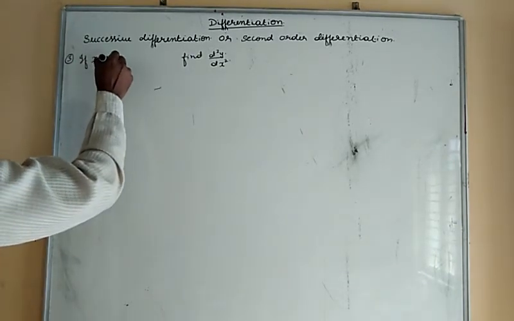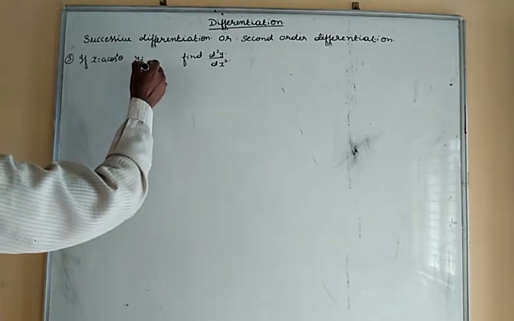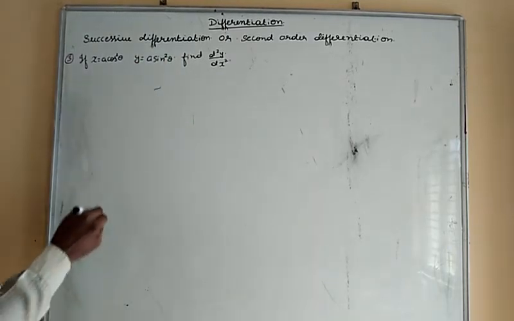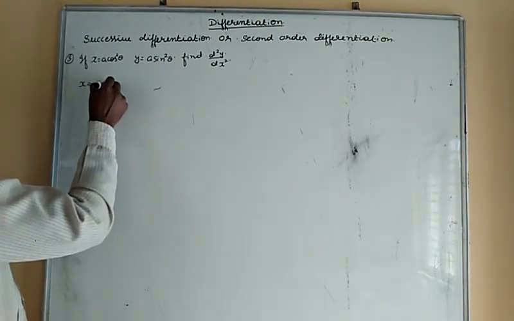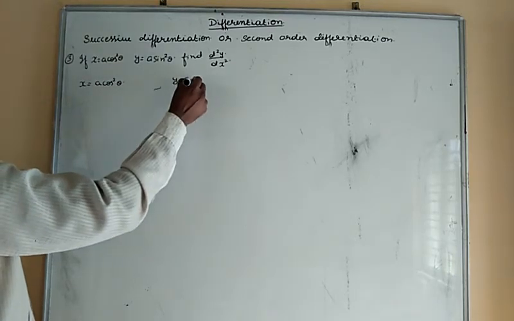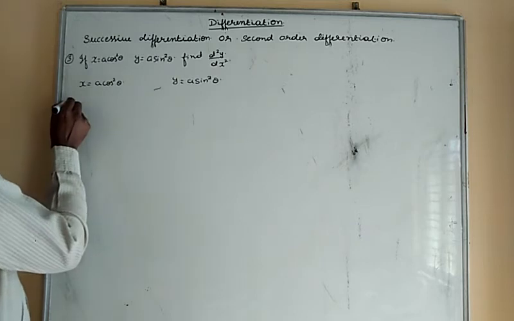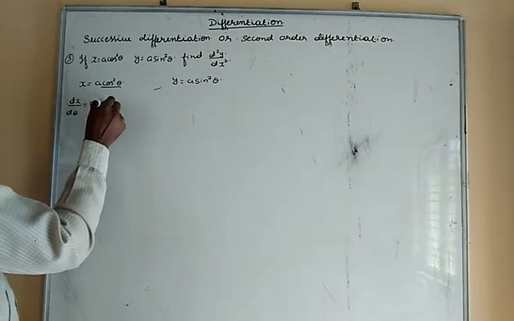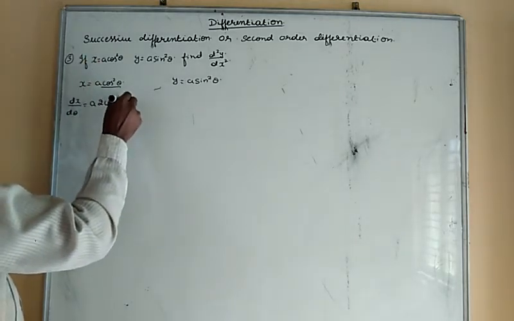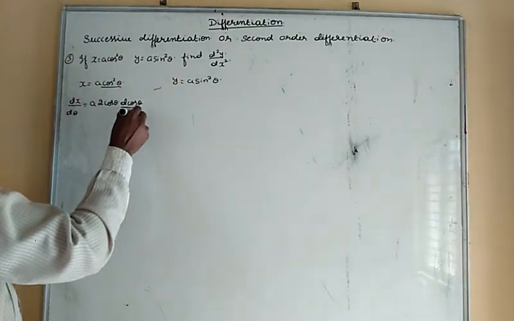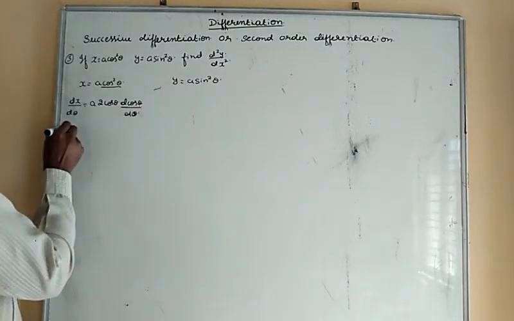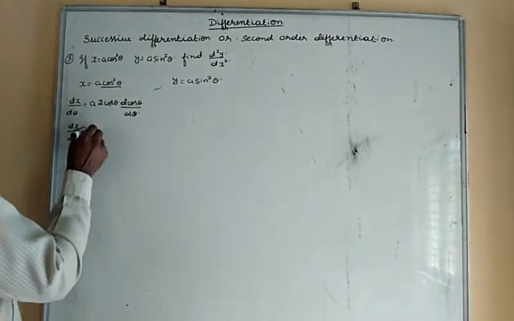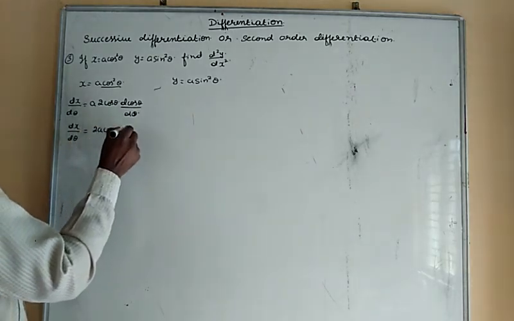x is equal to a cos square theta, y is equal to a sin square theta. Okay, so let us take the function x is equal to a cos square theta, then y is equal to a sin square theta. So if you differentiate x with respect to theta, a is constant, cos square differentiation is 2 cos theta, then again differentiation of cos theta, then dx by d theta is equal to 2a cos theta into minus sin theta.